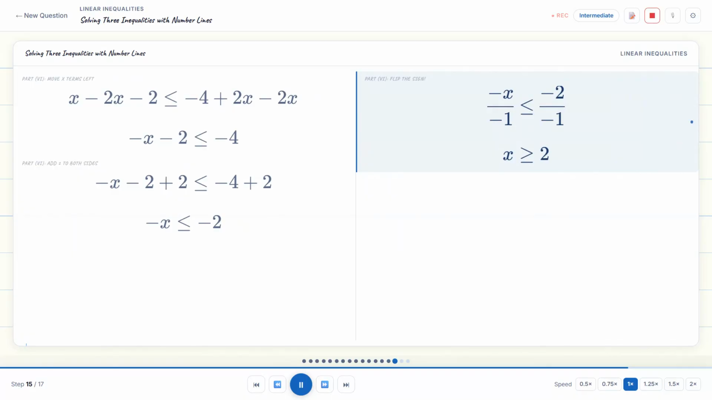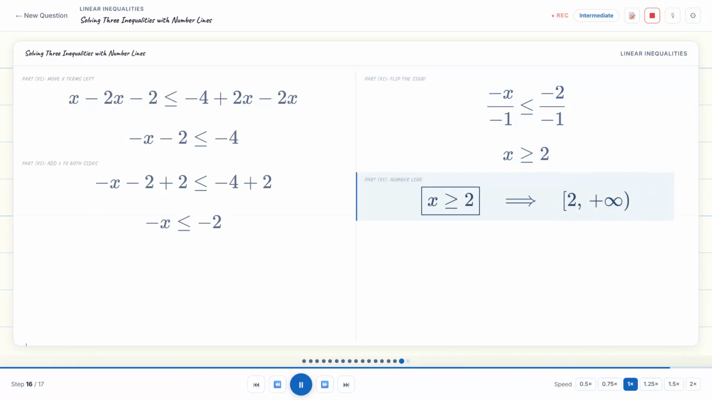Here is the tricky part. We split both sides by negative 1 to make x positive. But when we split by a negative number, we must flip the sign around. So less than or equal flips to greater than or equal. Now x is greater than or equal to 2. On the number line, we draw a filled dot at 2 because x can be equal to 2. Then we shade everything going to the right because x can be any number greater than 2.